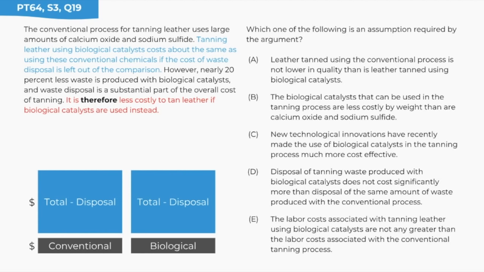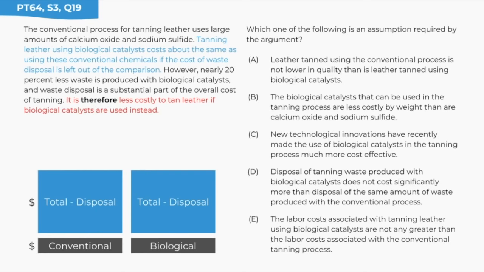Well, tanning leather using biological catalysts costs about the same as using these conventional chemicals if the cost of waste disposal is left out of the comparison. So we've got the total cost of tanning leather using conventional methods minus the disposal cost is equal to the total cost of tanning leather using biological methods minus the disposal cost. Okay? And they also tell us that nearly 20% less waste is produced with biological catalysts, and waste disposal is a substantial part of the overall cost.